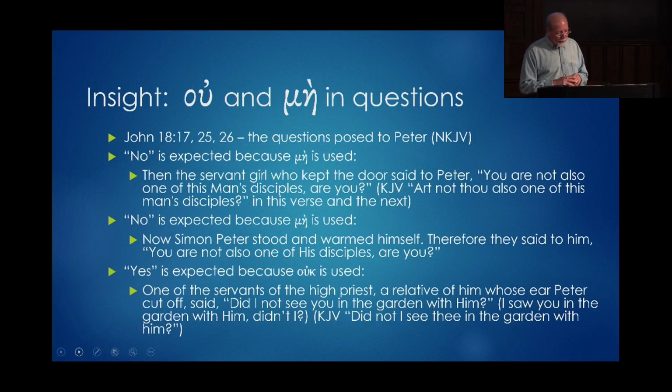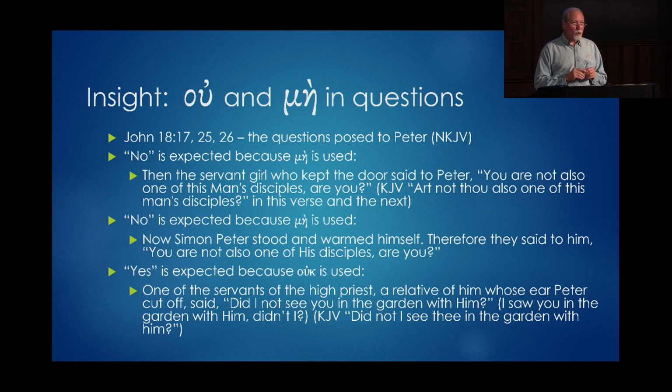So, John 18, verse 17, 25, and 26. These are all questions posed to Peter. They just had the Last Supper. Jesus told Peter, before the cock crows, you'll deny me three times, right? And so Peter followed from afar. He was hanging around with the people in the courtyard of the priest, warming himself by the fire. And the servant girl who kept the door said to Peter, you are not also one of this man's disciples, are you? Now, your translation might say it that way, or it may not. But the point is, she's expecting a no answer.